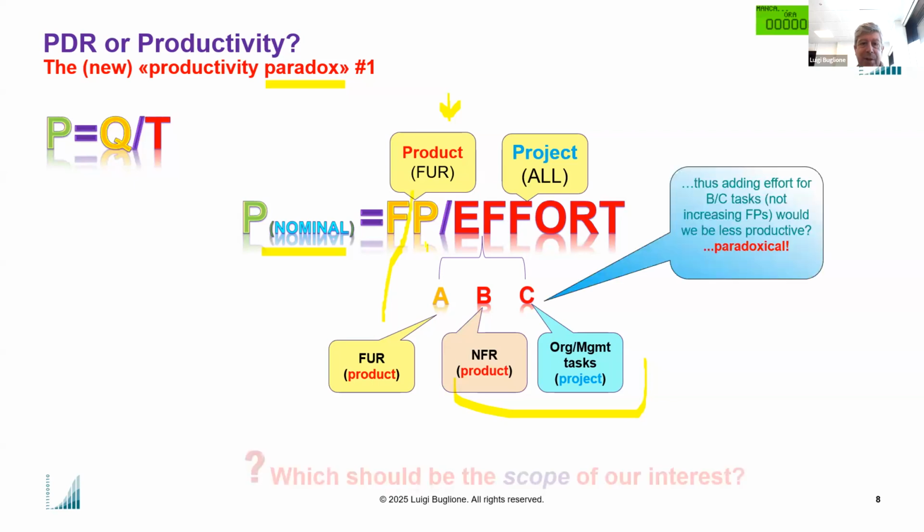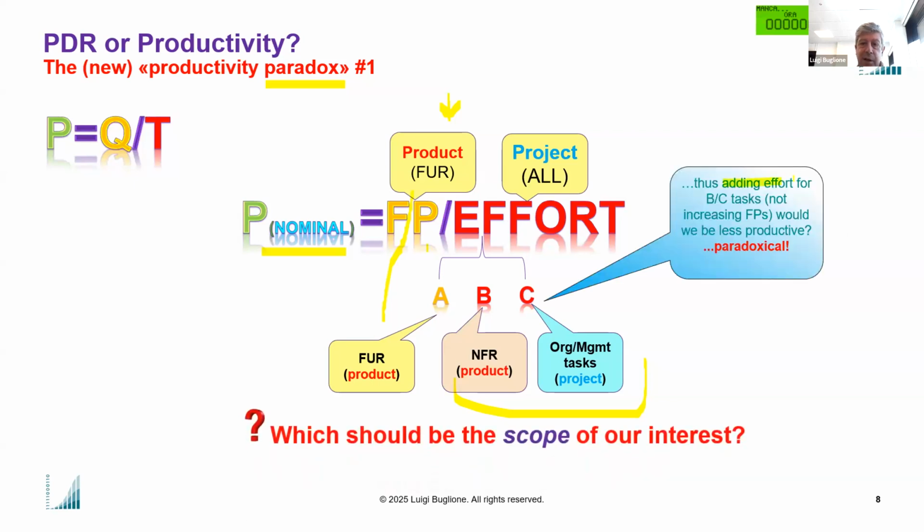So there is a question. If I could be asked, as a producer or part of a project, to add effort for introducing more quality or doing some more organizational activities in the scope of a project, with the same number of function points and increased effort, then from an arithmetical viewpoint the nominal productivity could go down, and it seems paradoxical.